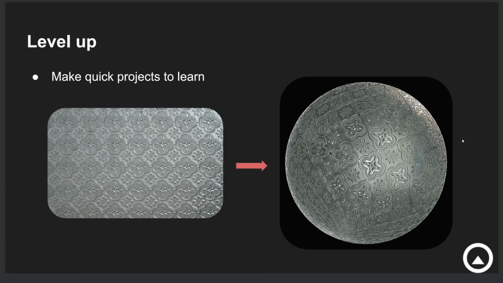You can also make a quick project to learn really fast. For example, I came across these pictures on texture.com, which I find really cool, and I tried to reproduce them in Substance Designer. That took me about 30 minutes to 1 hour. It's really fast, but when you are doing fast projects, I think you evolve really fast. You can see new techniques, and that's a great way of learning.